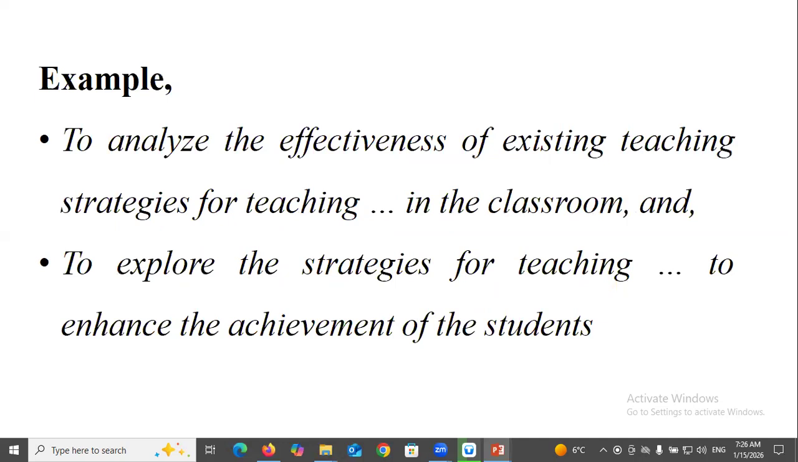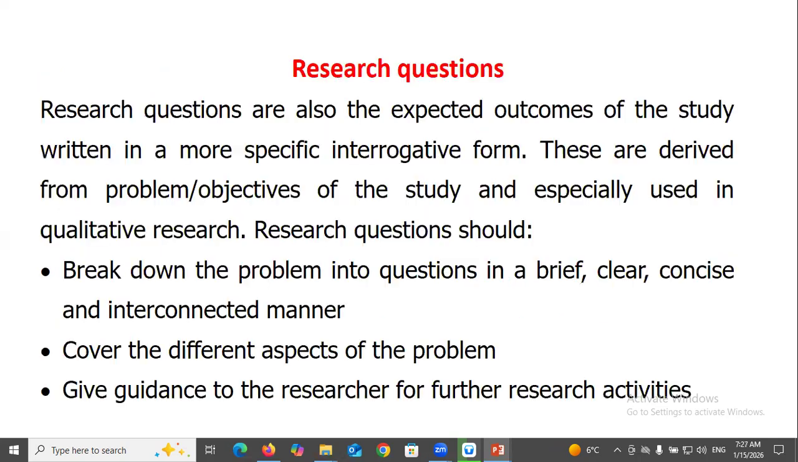For example, to analyze the effectiveness of existing teaching strategies for teaching chemistry and physics in the classroom, and to explore the strategies for teaching chemistry in grades 11 and 12, bachelor's and master's, to enhance the achievement of the students.